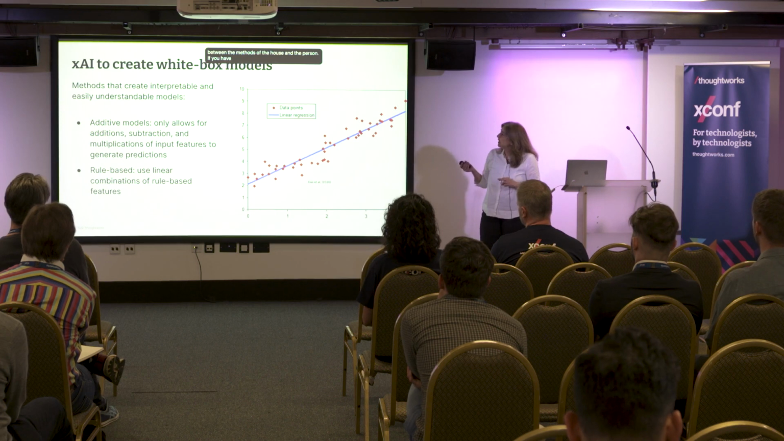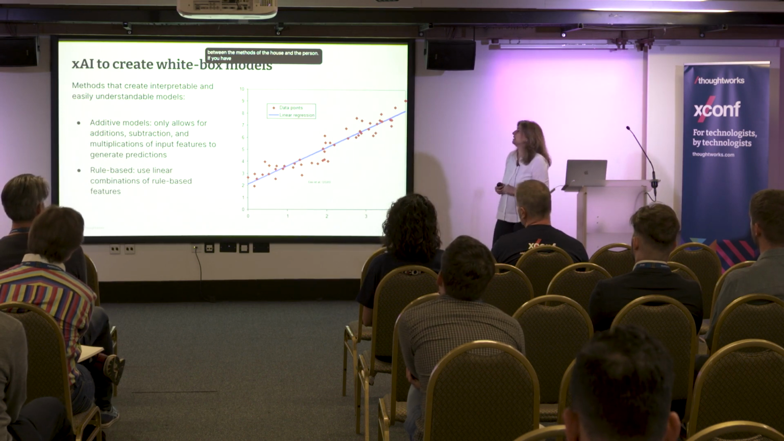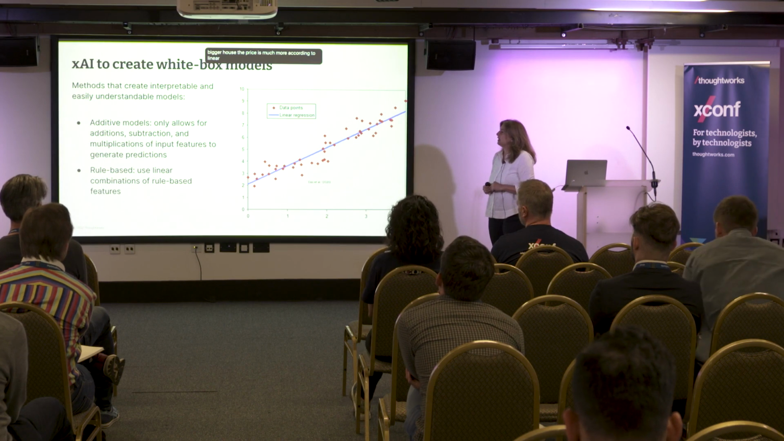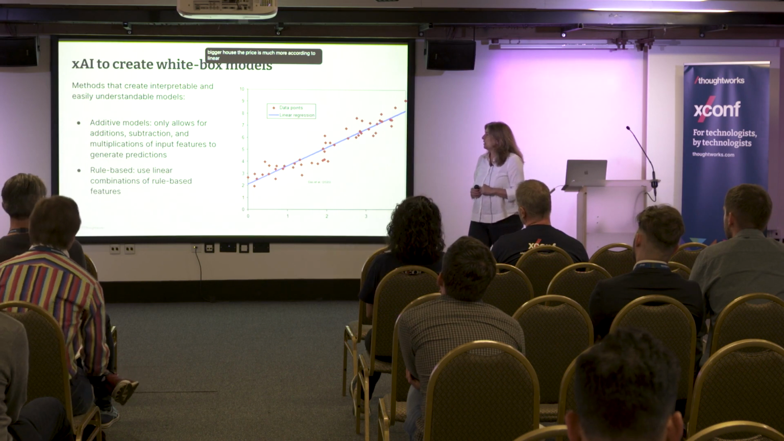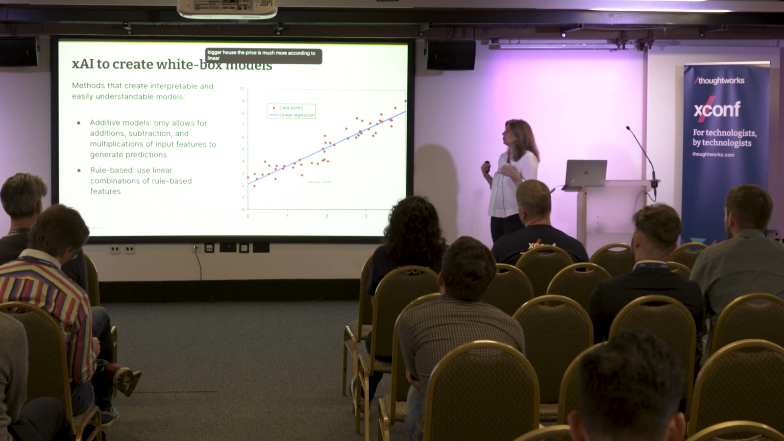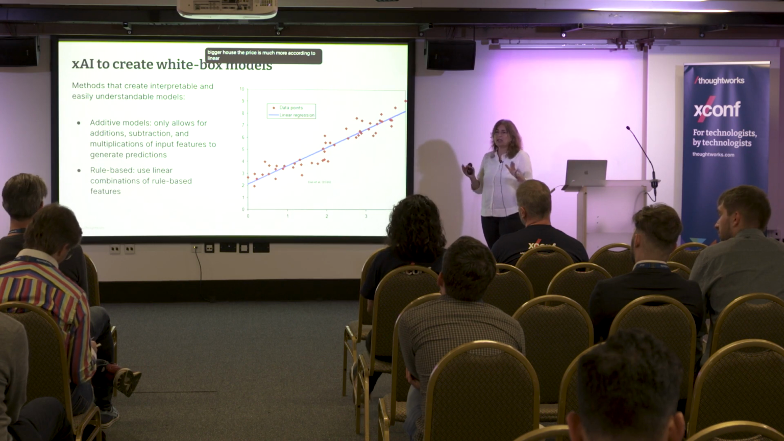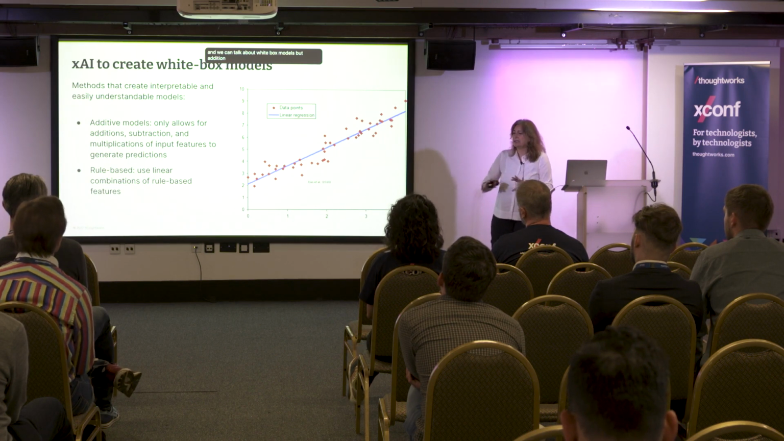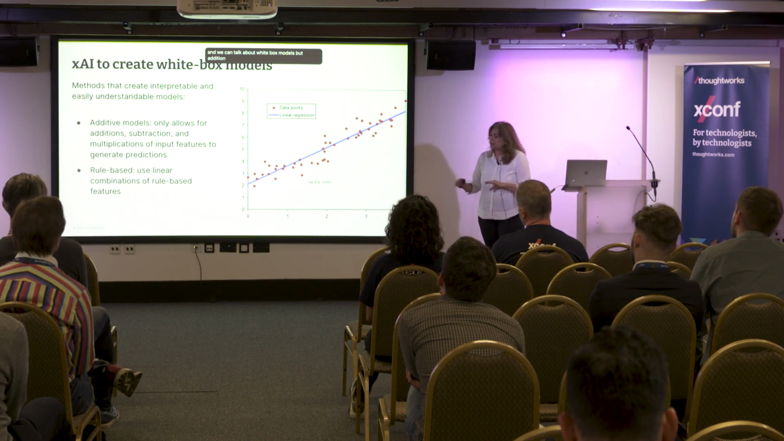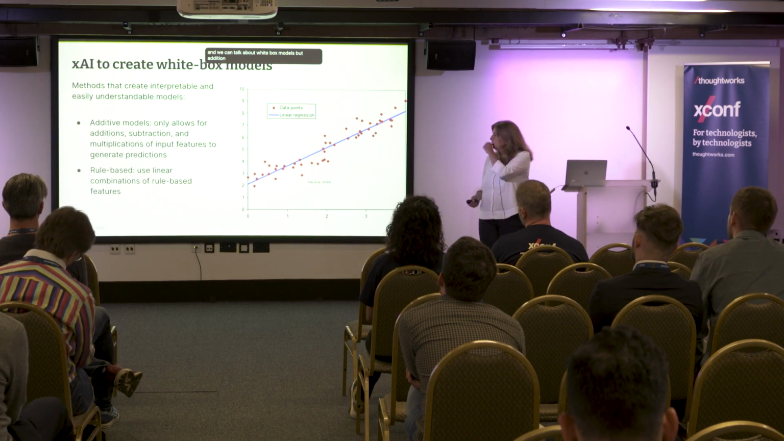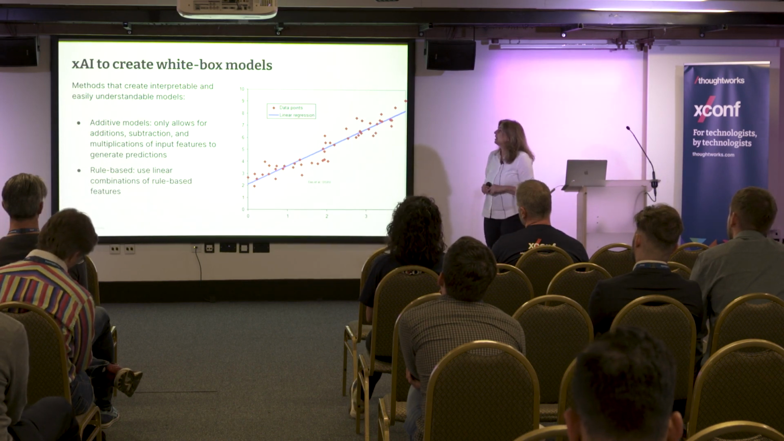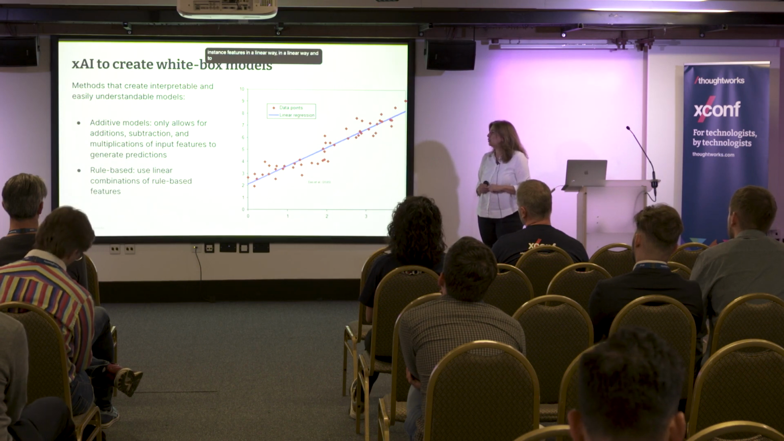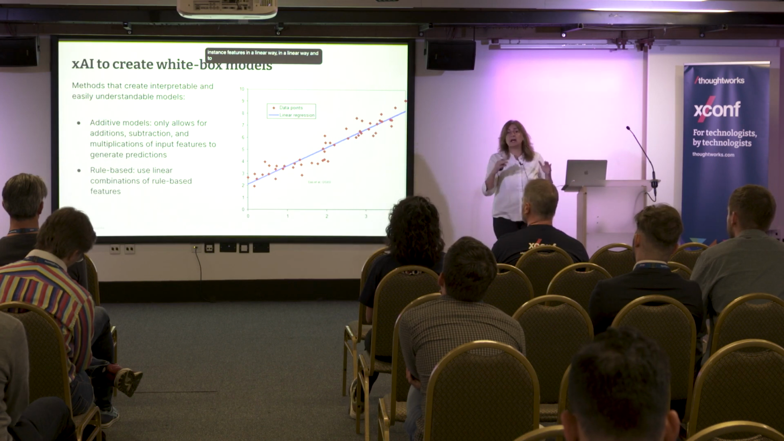Well, white box models are based mostly on this idea. And we can talk about additive models that only allow for addition, subtraction, and multiplication of input features. We can sum, for instance, input features in a linear way to have the output. Other methods are rule-based. The idea here is to use linear combinations of rule-based features. It's the same idea, but here we are working with rules.